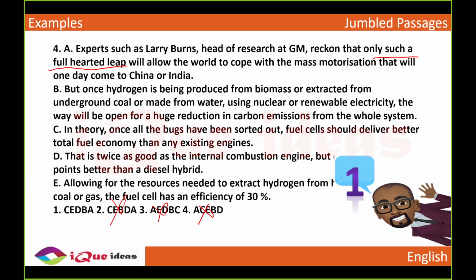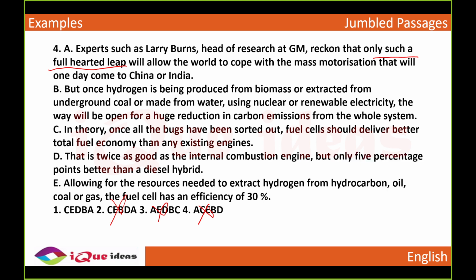Got this one? E and B both talk about extraction of hydrogen. Let's go with that. E says allowing for resources needed to extract hydrogen from blah blah blah. Okay. So if you say after E, you go with B. But once hydrogen is being produced, blah blah blah, then you take D. D says that is twice as good as IBC but 5% better than. So in D, you're saying something is twice as good but some number.